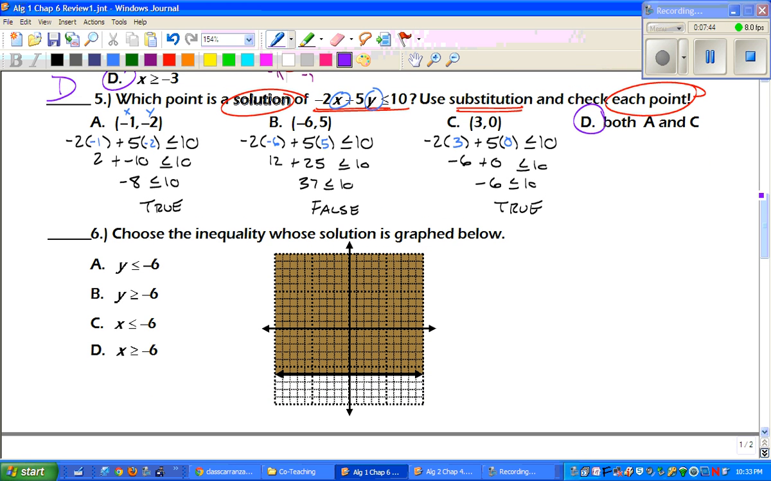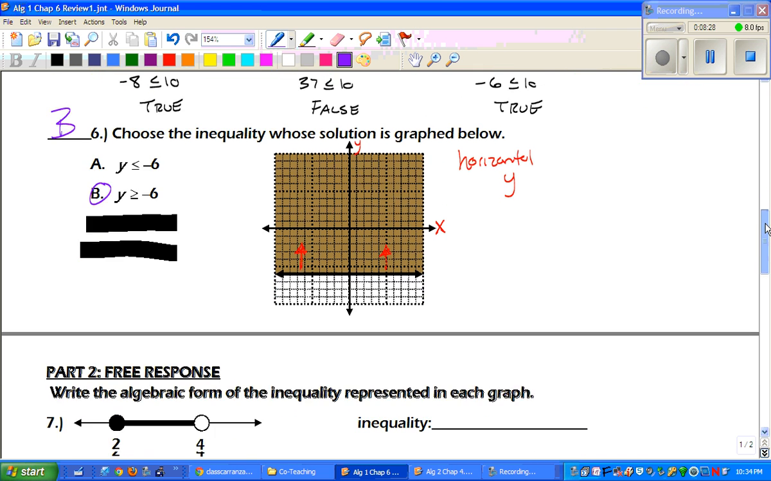Okay. Number 6 says choose the inequality whose solution is graphed below. Well, remember which one the x is and which one the y is. Now, is this a horizontal or a vertical line? Okay. It's horizontal, and that's a y graph. So you can get rid of C and D. Now, the next thing we need to know is if we shaded above the line or below the line. There's my line. To me, it looks like we shaded up. And up is greater than, so B is the answer to that one. Okay?